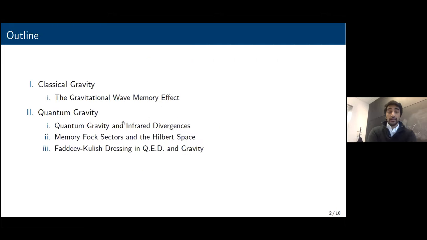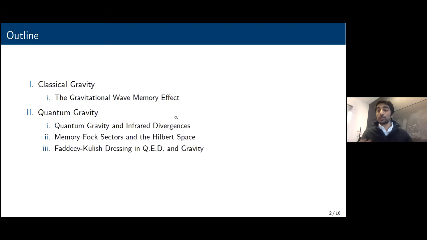Okay, just to give a brief overview of the talk. The main punchline is that the gravitational memory effect, which is a classical observable in asymptotically flat spacetimes, is responsible for all infrared divergences in quantum gravity, and the analogous effects in field theory are responsible for all of the so-called infrared divergences in quantum field theory. We'll see precisely how that occurs.